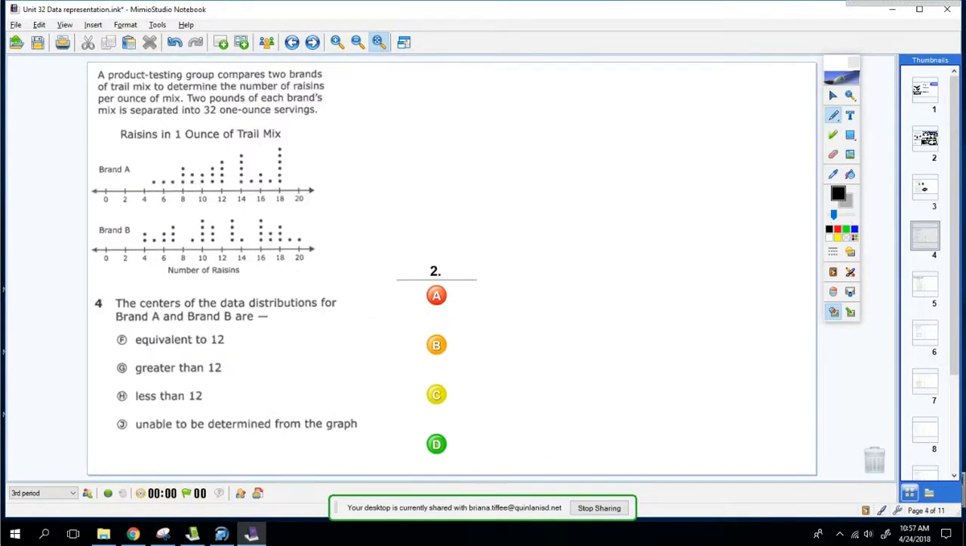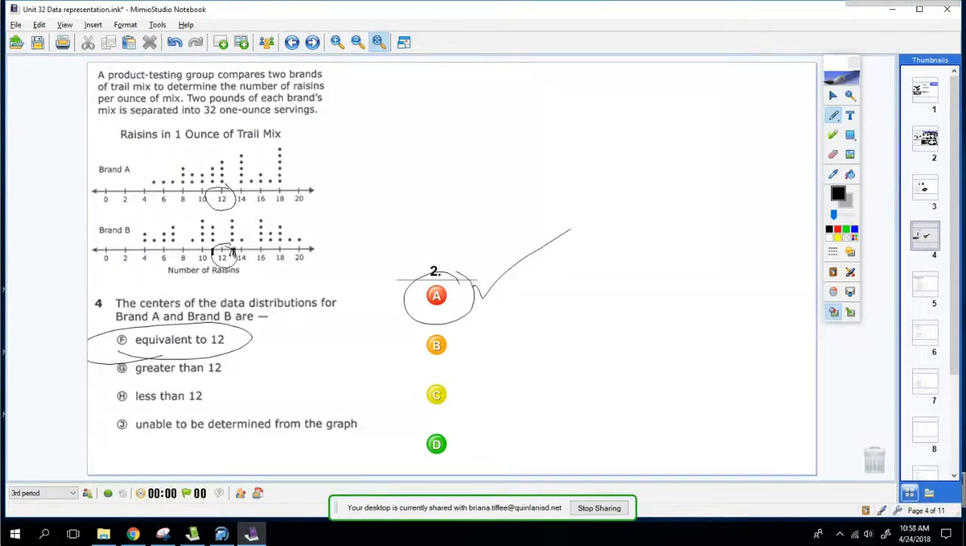Okay, number 4, the centers of both of the data distributions for brand A and brand B are equivalent. The reason why they're equivalent is because when you find the center or the median for brand A, you get 12. When you find the median for brand B, you would land in between 11 and 13. So that would be 12. So they're both the same.